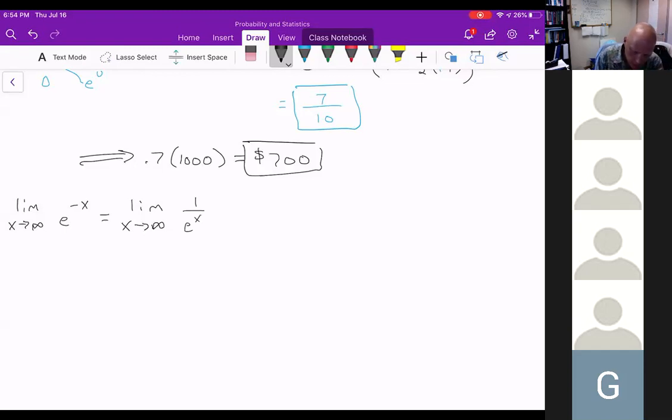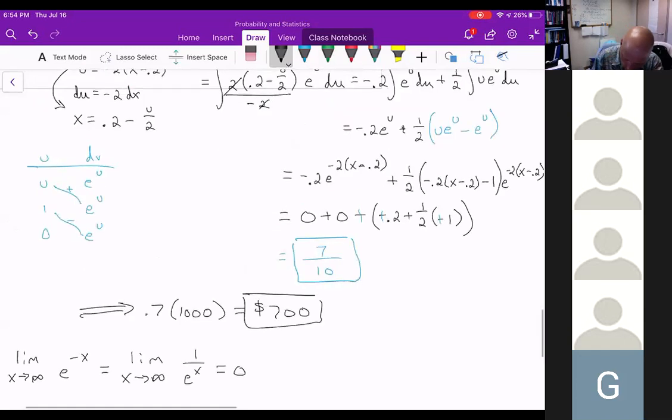And so as x gets bigger, that exponential function gets larger and larger. And 1 over, wait, hold on. 10 is 0.1, 1 over 100 is 0.01, 1 over 1,000 is 0.001. And so obviously it's getting smaller and smaller and approaching 0. So that's what's going on here.